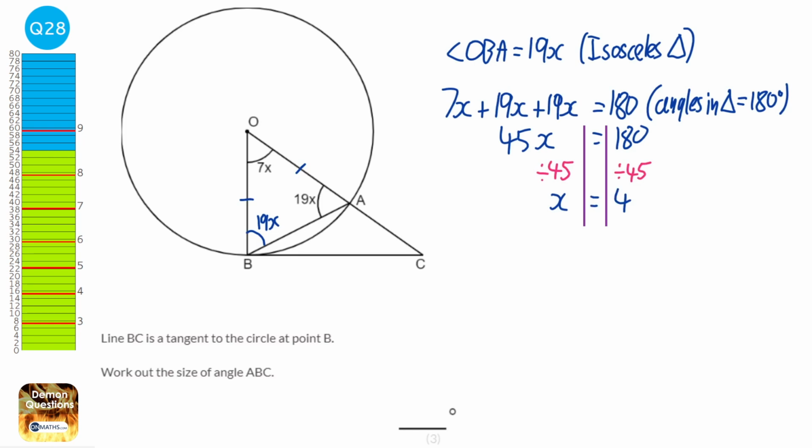Now, we're looking for this angle here. That's angle ABC. Now there's a few different ways we could do this. We could work out what this angle is, because it's a big triangle, etc, etc. Or we can use the fact that we've got a tangent touching a radius. So we know that this angle here is 90 degrees. So we can write that down. So angle OBC equals 90 degrees, because it's the angle between a tangent and a radius.